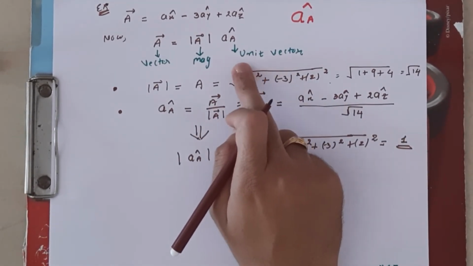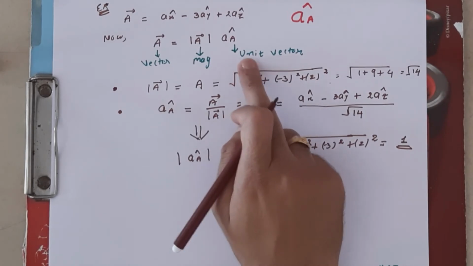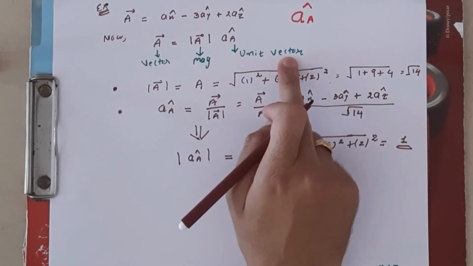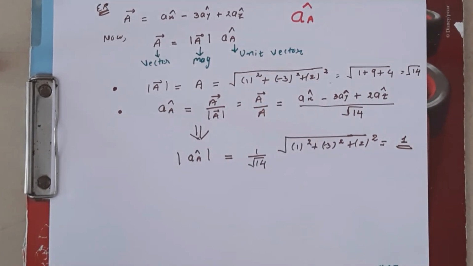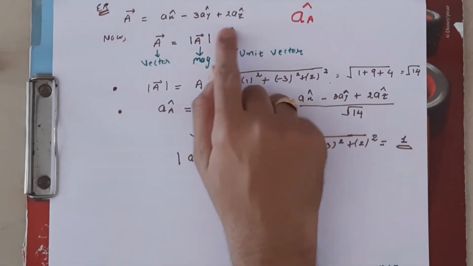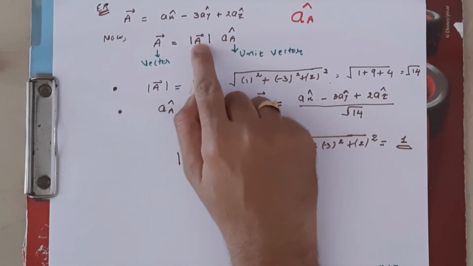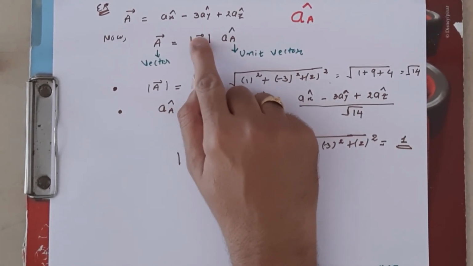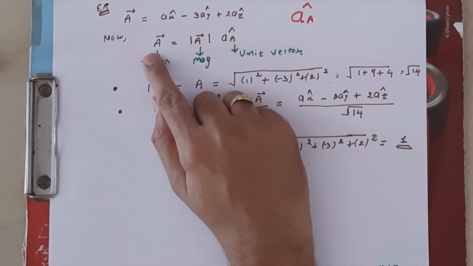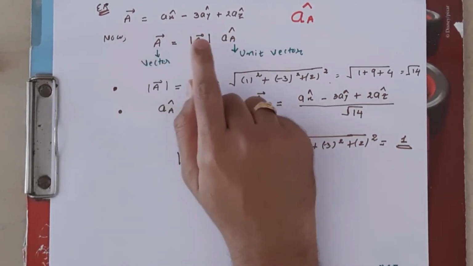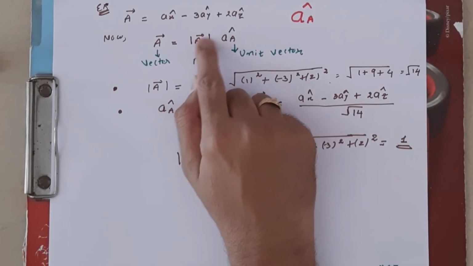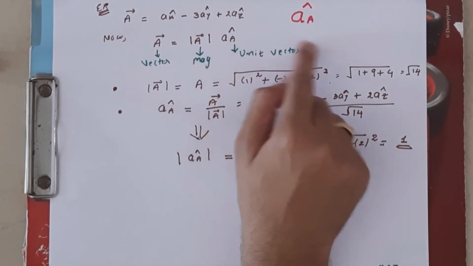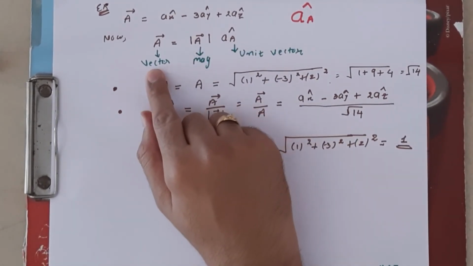What is the magnitude of a unit vector? The magnitude of a unit vector is always 1. That is why, if you multiply a unit vector with any magnitude, the magnitude remains unchanged. It never alters the magnitude, it only gives the direction of the vector quantity. So if you multiply any scalar quantity with a unit vector, it will give you a vector quantity.